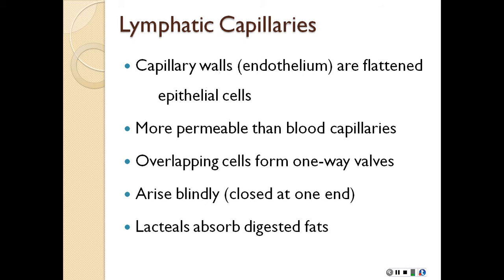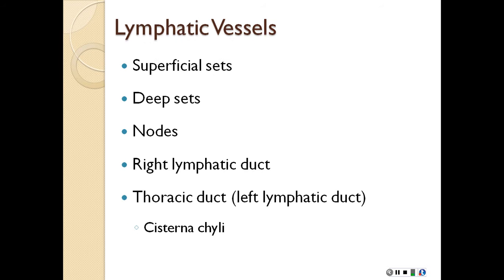And now just some little details, not as important as the rest. The lymphatic capillaries are made up of endothelium, just like the circulatory system vessels. And they're more permeable, though, than the blood capillaries. And they have valves to prevent the lymph fluid from going backwards. They're closed at one end. And then the lacteals, as we said, absorb digested fats.